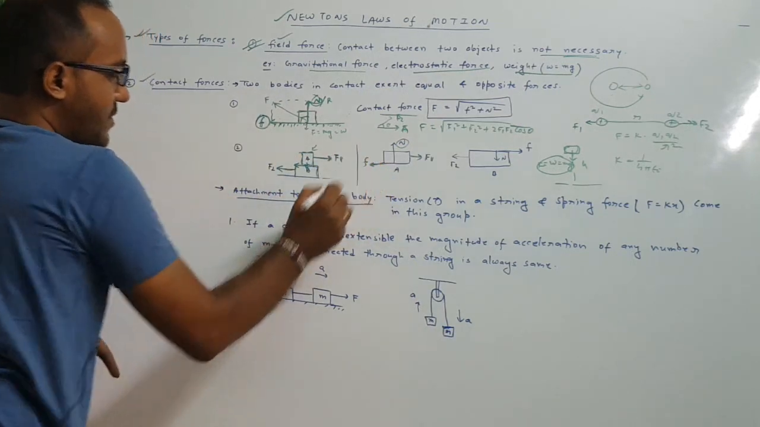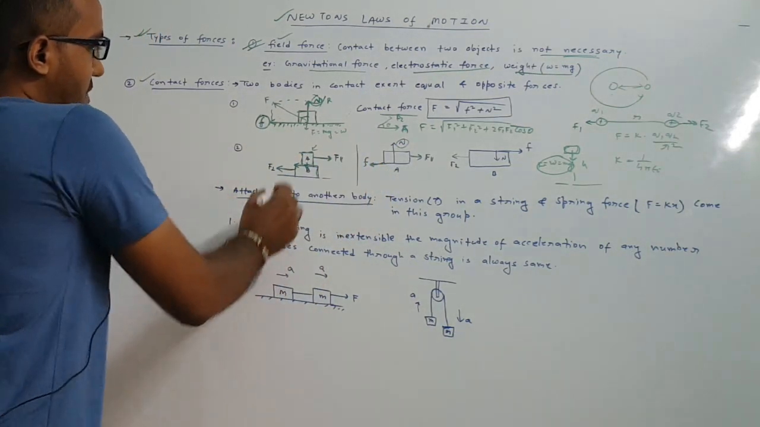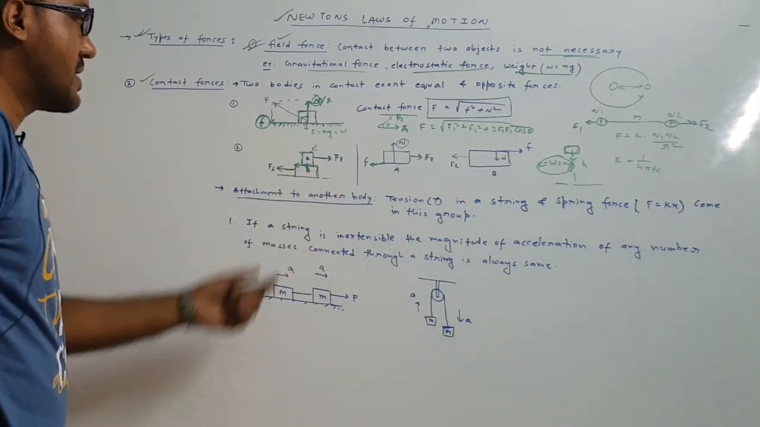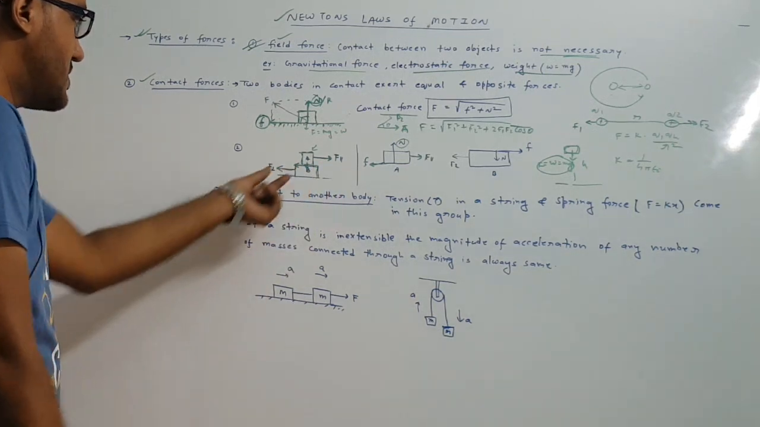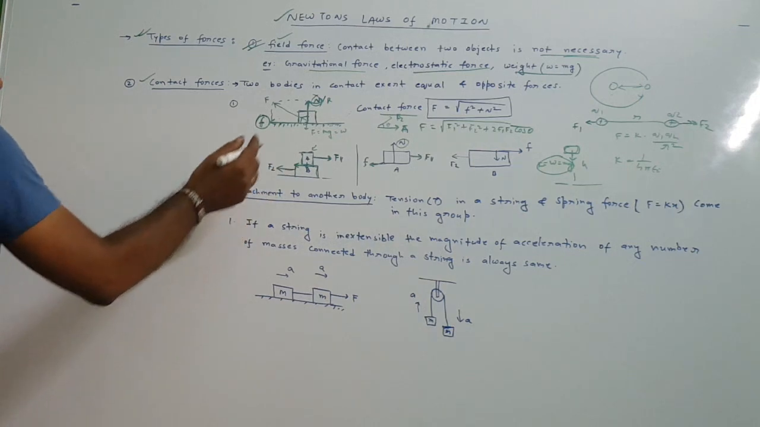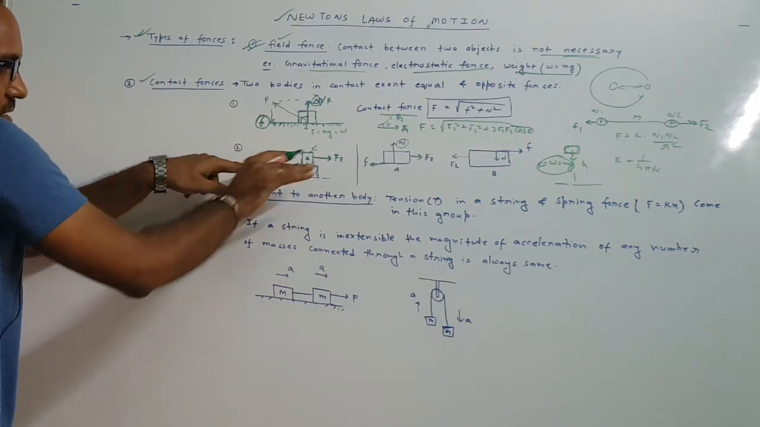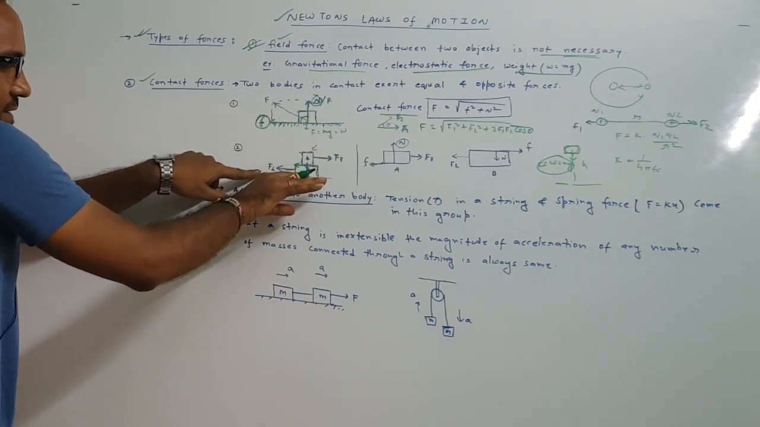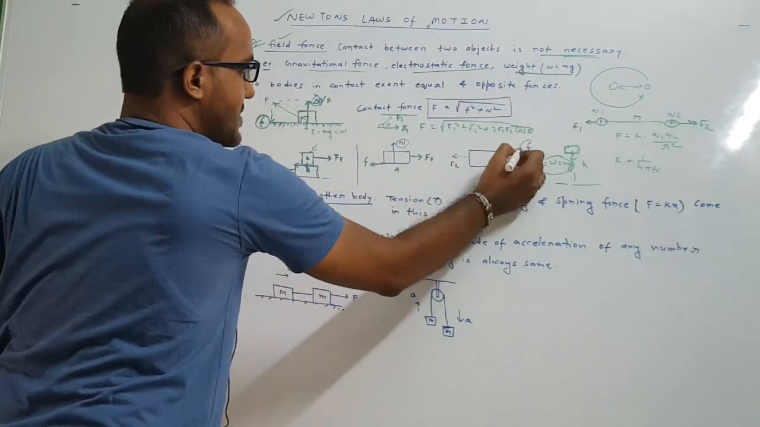Let us say that force is F. And if you draw the FBD, free body diagram, of the lower object, we can see that we are trying to move that object to the left-hand side. So for this object our frictional force will be on the right-hand side.